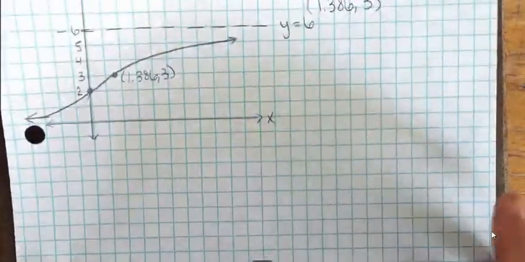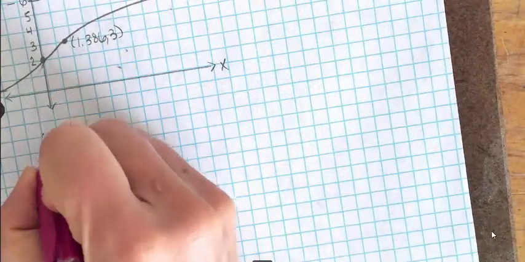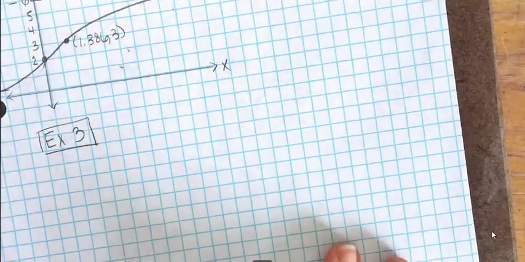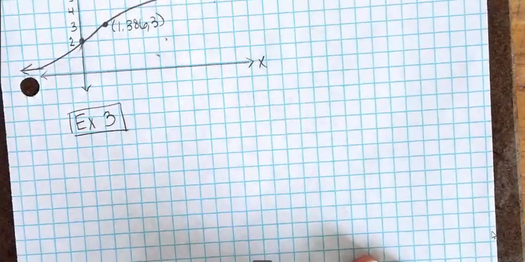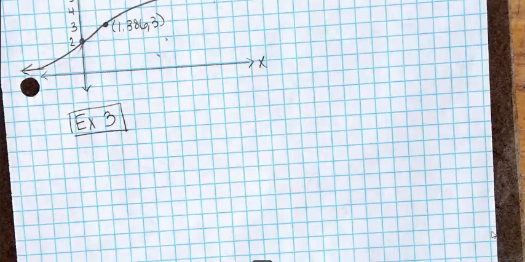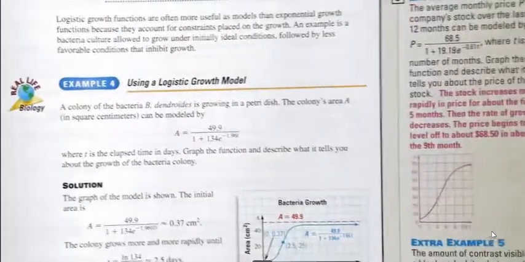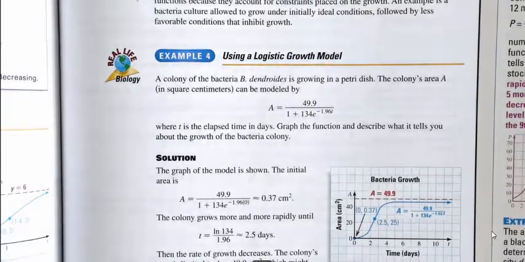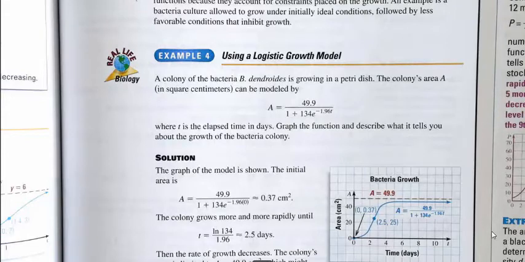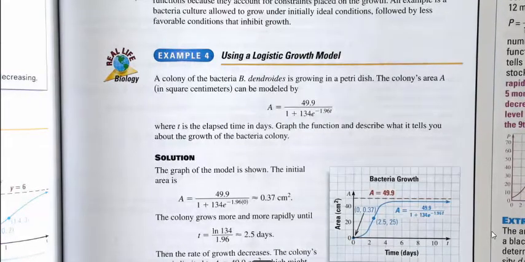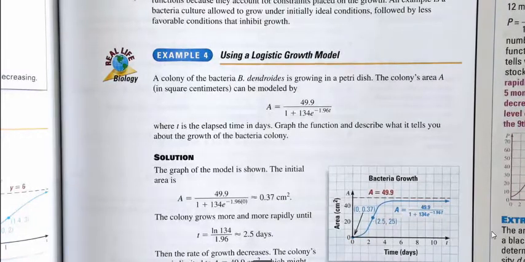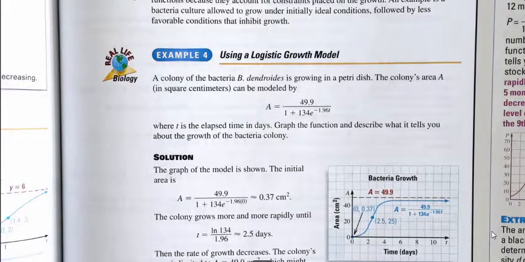All right, so I'm going to call this example 3, even though in your book it's example 4. So your textbook, I'm on page 519. Your textbook talks about a colony of bacteria, B. dendroides, growing in a petri dish, and the colony's area, A, in square centimeters, can be modeled by this. It's eventually going to grow to a maximum area. It's not going to be able to grow anymore because the petri dish is only so big.